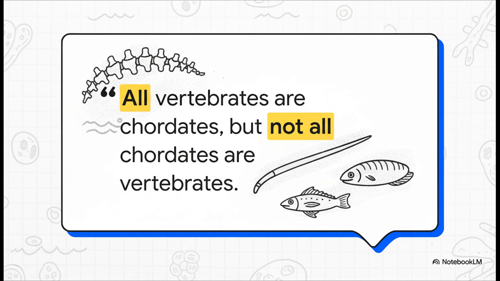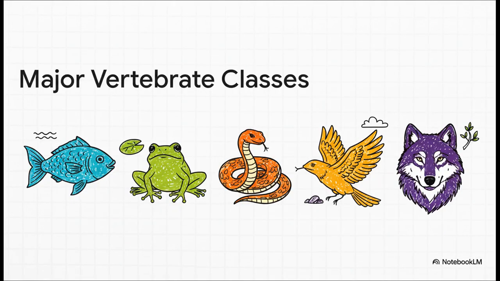And here is the absolute key idea to remember. In vertebrates, that notochord we talked about develops into a backbone made of bone or cartilage. But, and this is the important part, some of the simpler chordates keep that notochord their whole lives and never get a true backbone. So this diverse group of vertebrates includes all the major classes of animals you'd expect. We've got fish, amphibians, reptiles, birds, and of course, mammals.